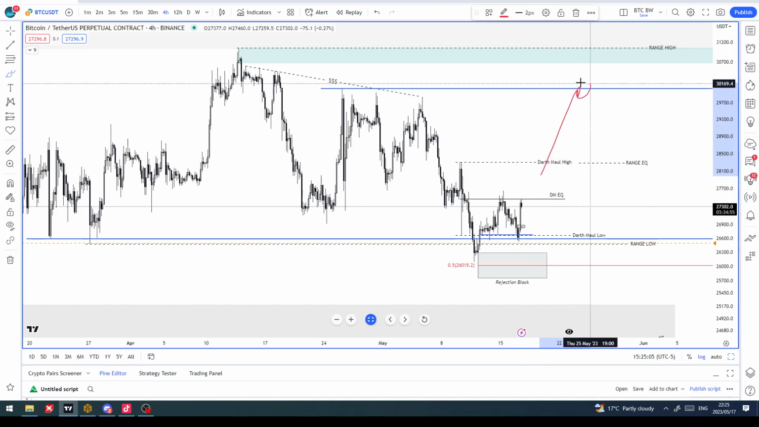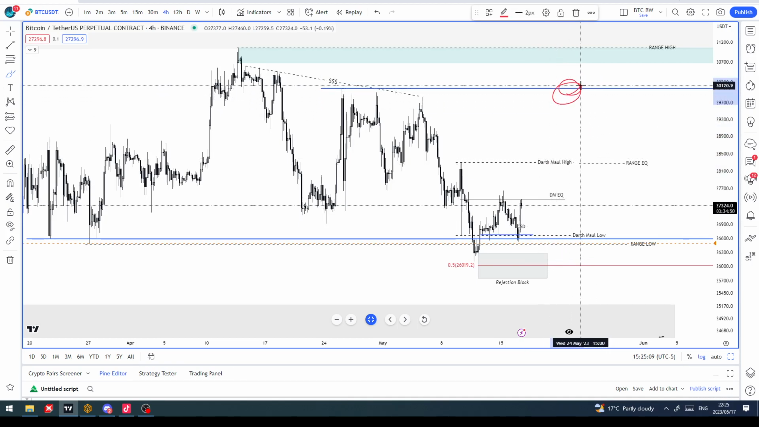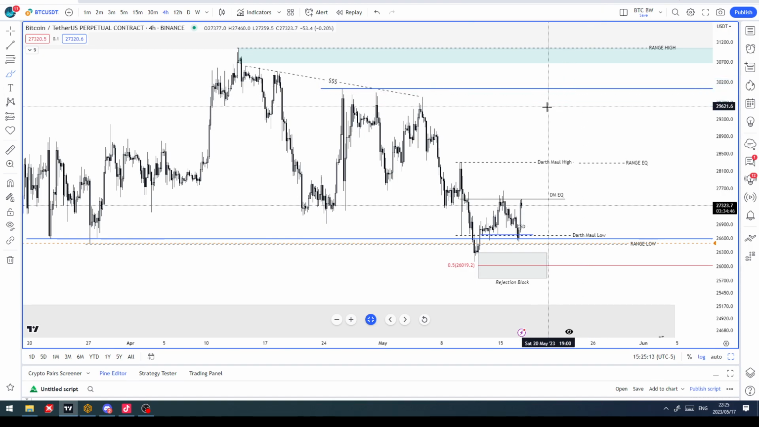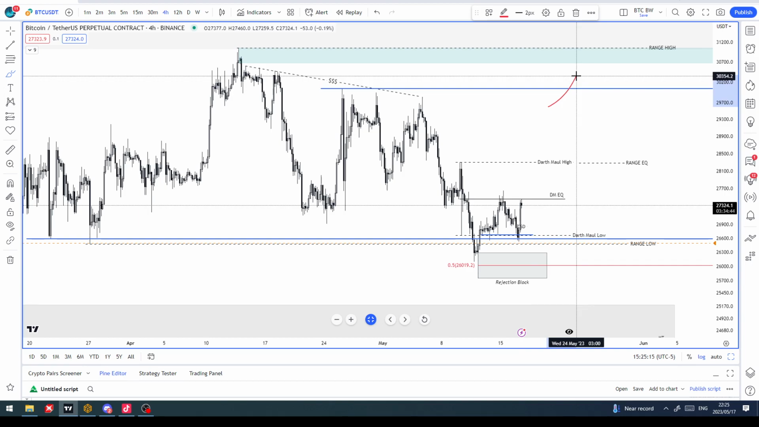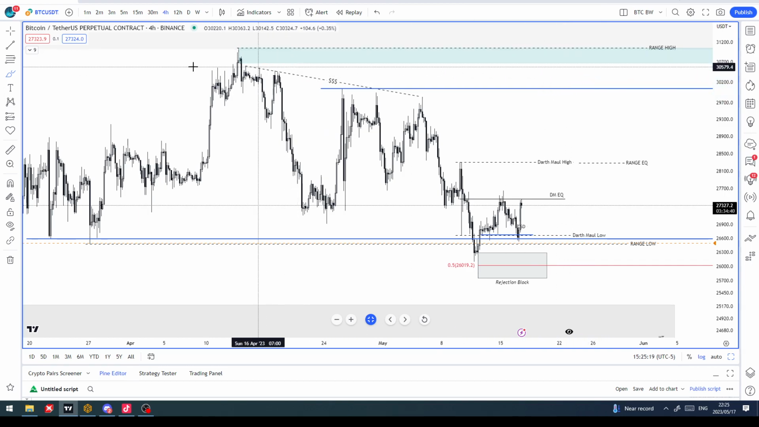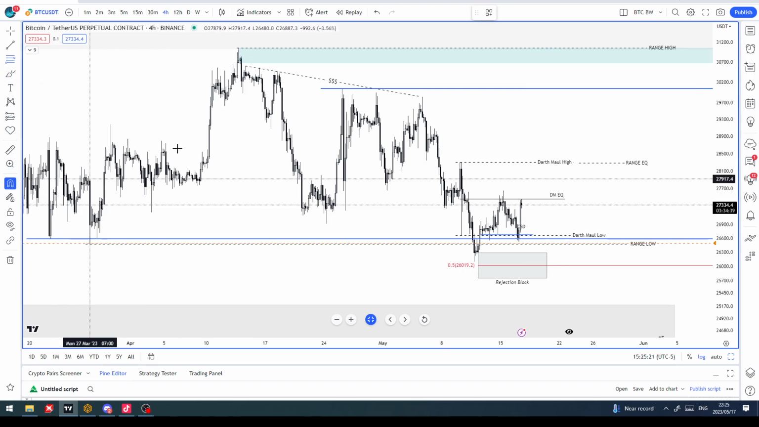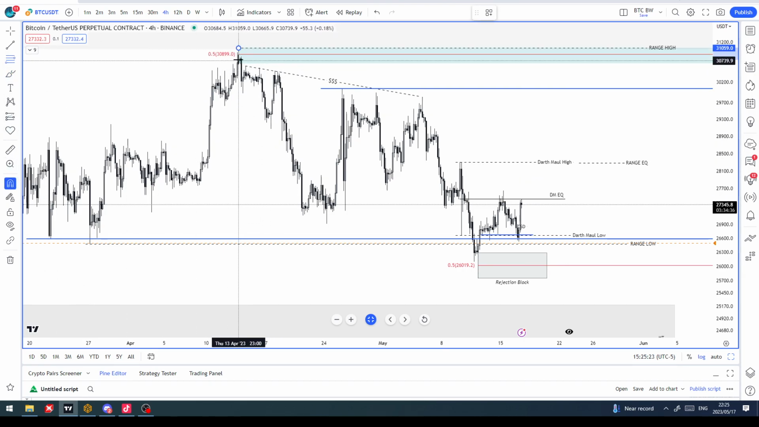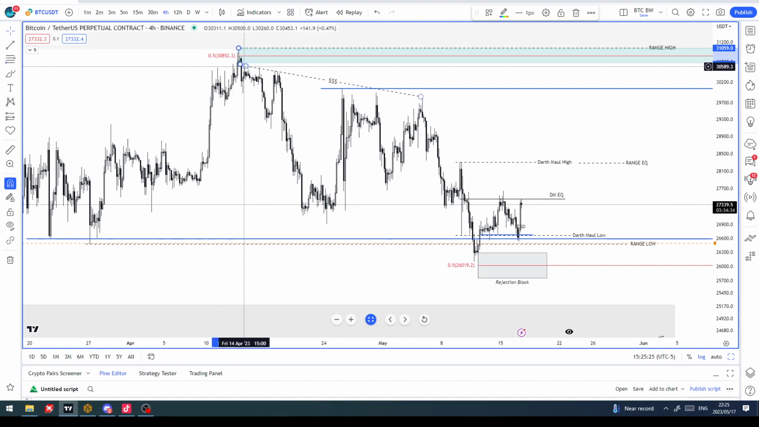If we get up here from 30K, I'm going to start looking for a change in the state of delivery here. That's narrative now, right? Narrative is we take liquidity here. I start looking for a change in the state of delivery. Precision will most likely come if I take 50% of this order block up here, 30.861.